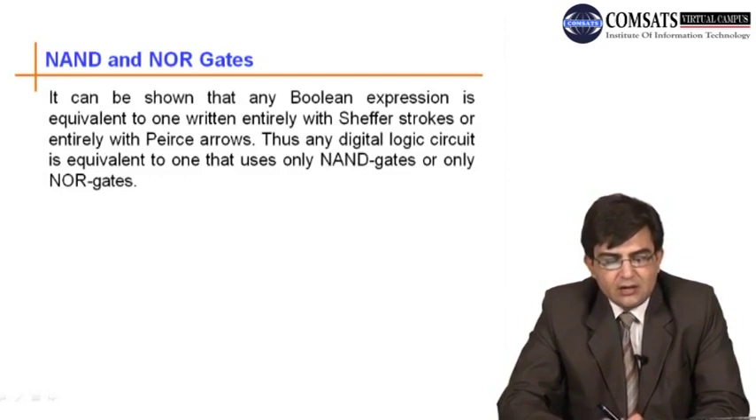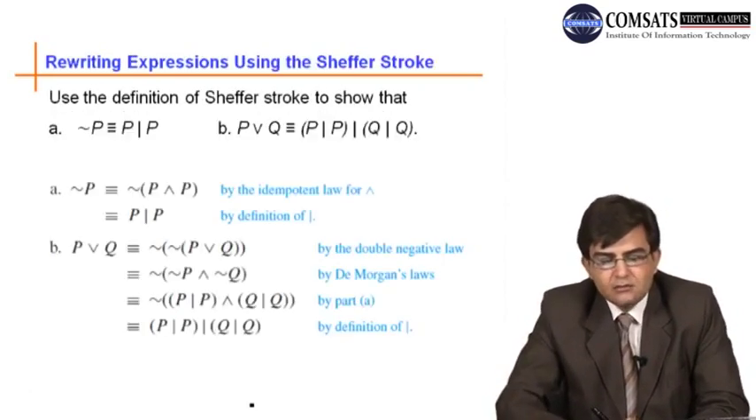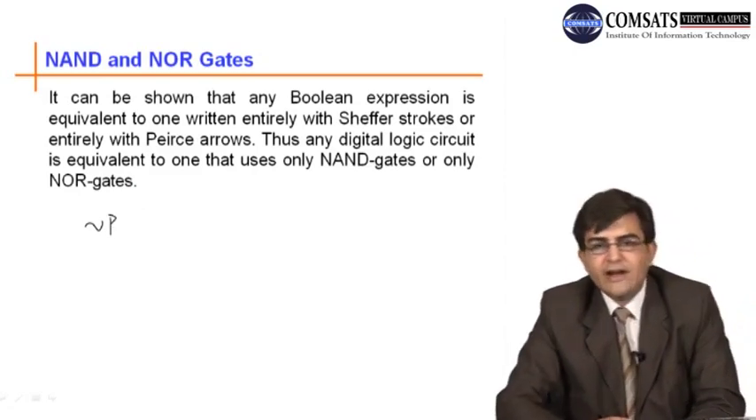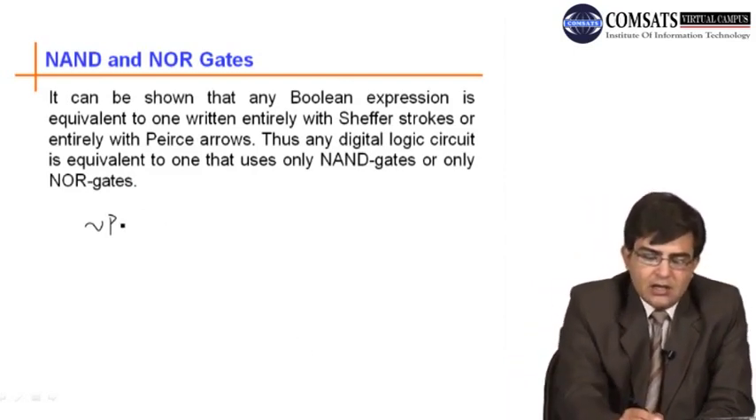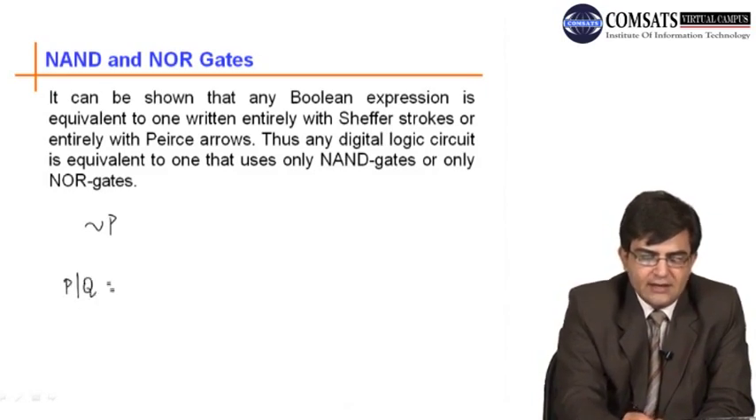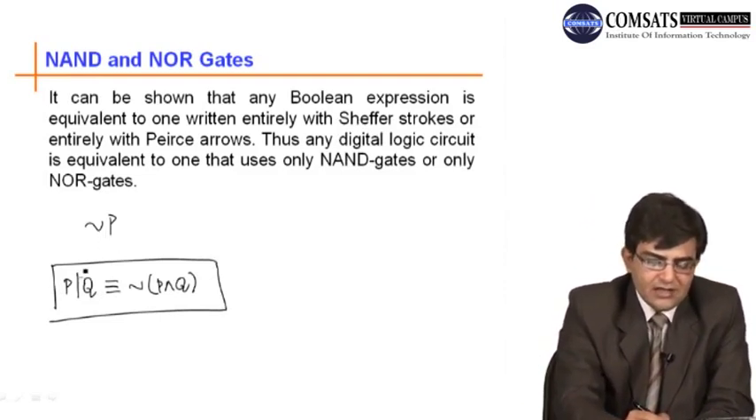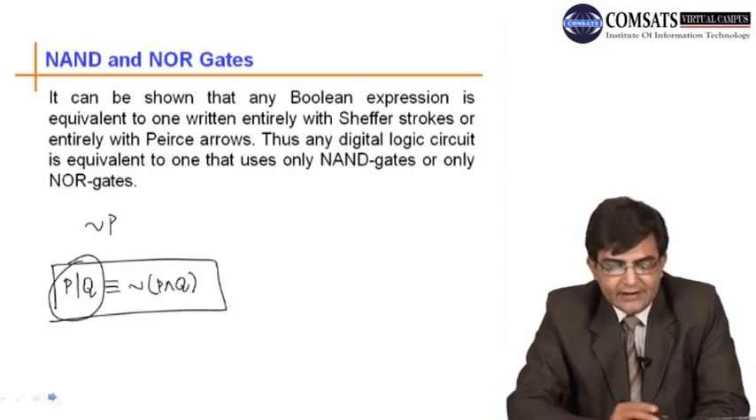So we consider some examples of how to express Boolean expressions by using shuffle strokes or Pierce arrows. For example, let's consider a very simple Boolean expression, NOT P. How do we write this Boolean expression by using only shuffle strokes or Pierce arrows? The definition of the shuffle stroke is P shuffle stroke Q is logically equivalent to NOT (P and Q). This is the definition of the shuffle stroke or NAND gate. Now how do we express NOT P by using expressions of such type which use only shuffle strokes? This is what we have to write in this next example.